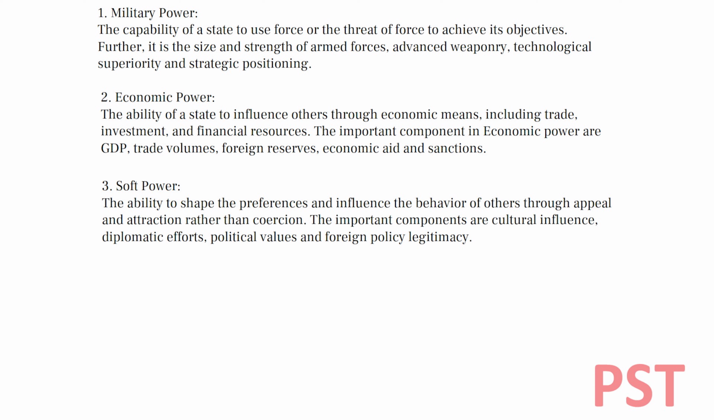Similarly, India has also used its soft power through our culture, our music, our cuisine, our Bollywood music, right? And many other countries are also using their soft power to influence the behavior of others. So soft power is a very important dimension of power in international relations.